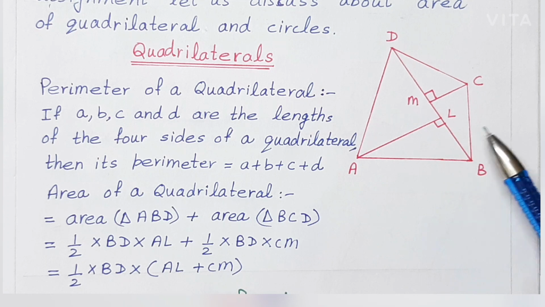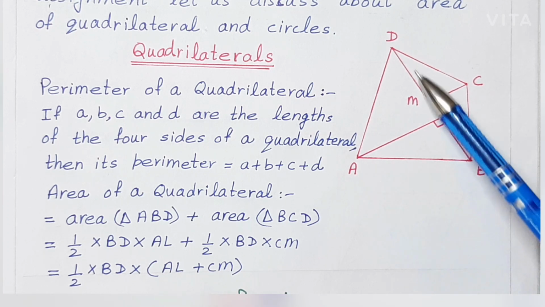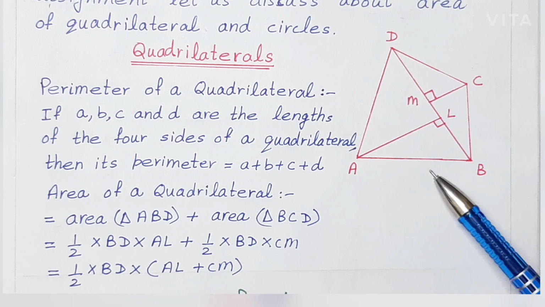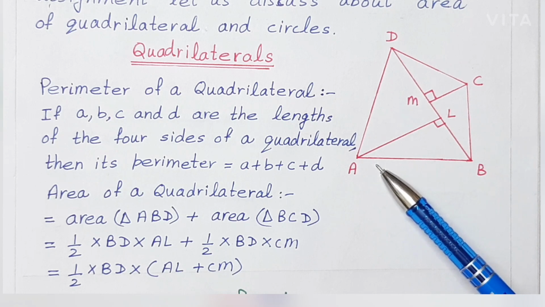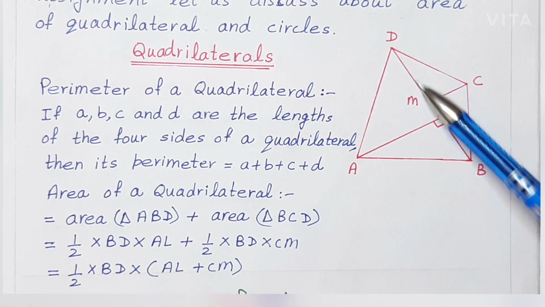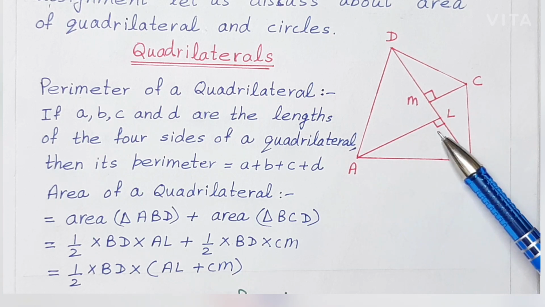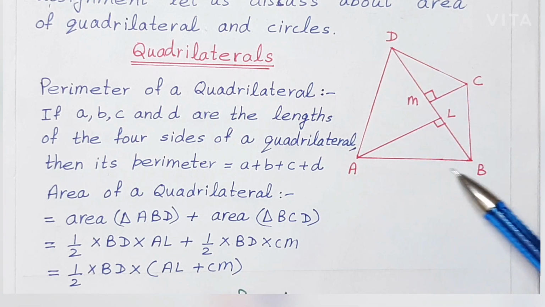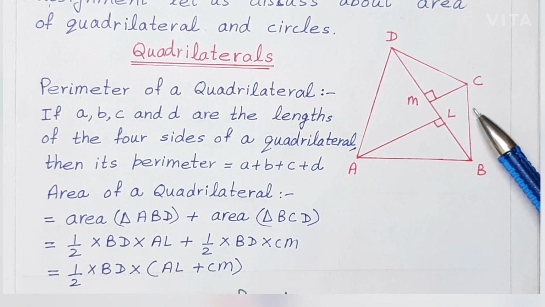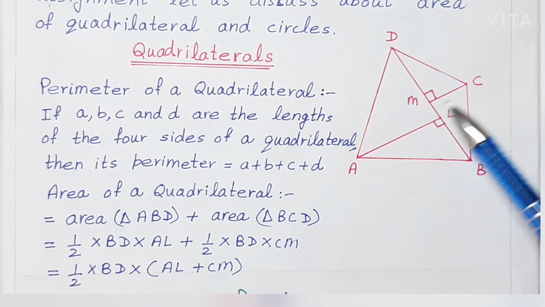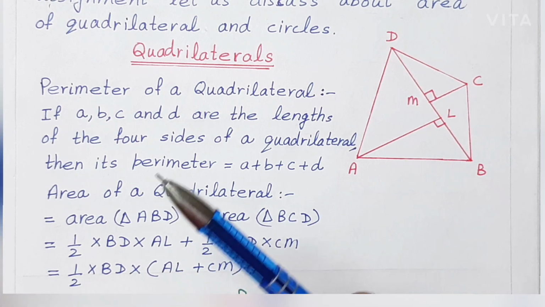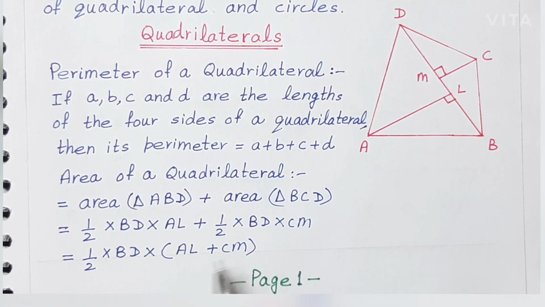Now children, see in both the triangles we can apply the formula of area of triangle, that is half into base into height. That is half into BD into AL. This is the area of triangle ABD. Similarly, area of triangle BCD is half into BD into CM. Clear? So, by doing so, we can take half BD common.